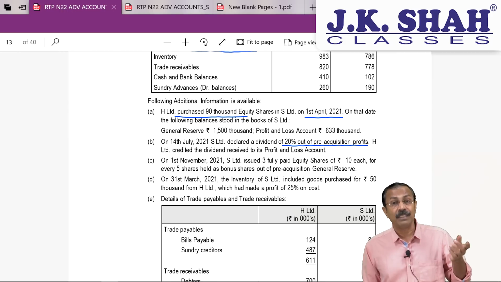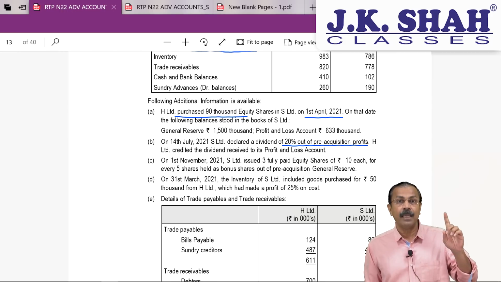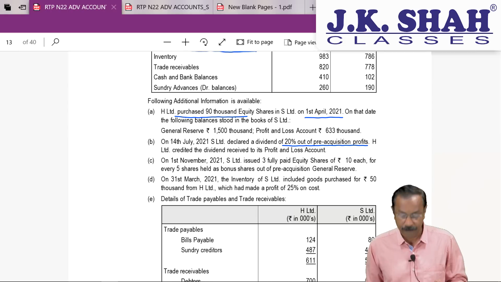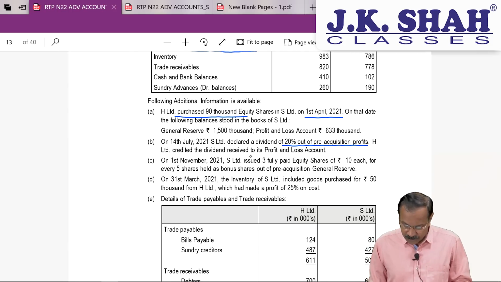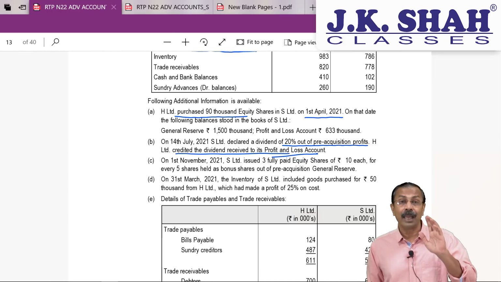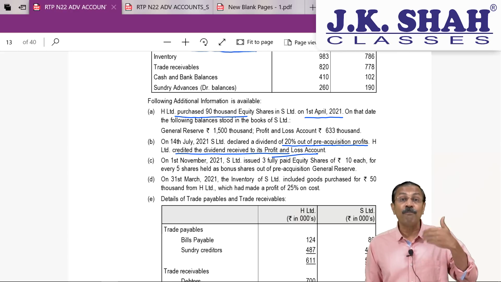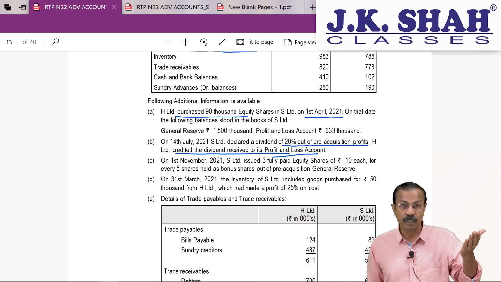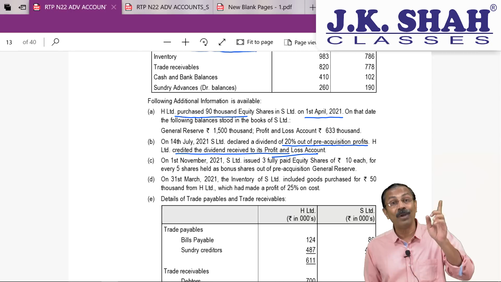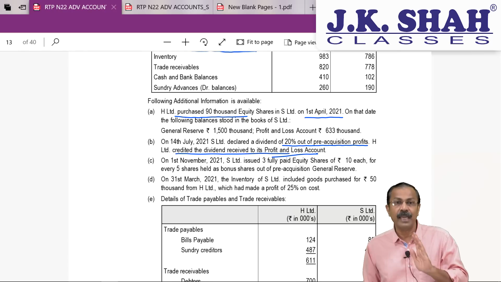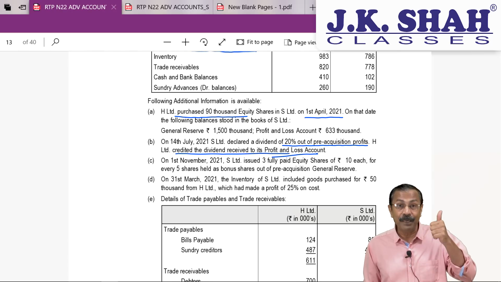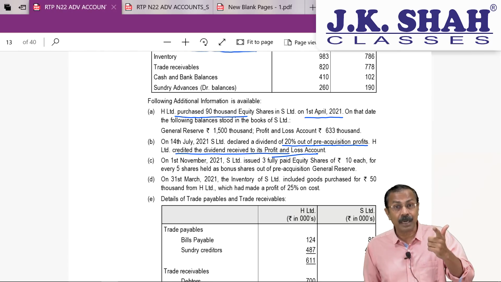Pre-acquisition profits means out of its opening P&L balance, you can say. H Limited credited the dividend received to its profit and loss account. This is a common error, remember. Dividend was received out of pre-acquisition profits, so it should have been credited to investment account. It is credited to profit and loss account. It's a capital receipt. It is treated as a revenue receipt.